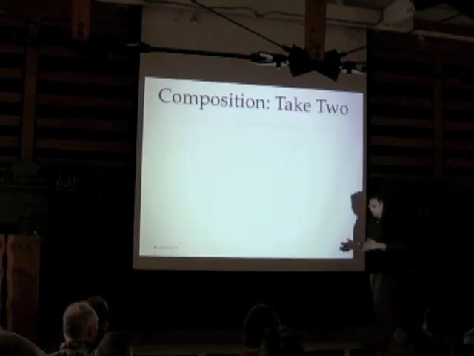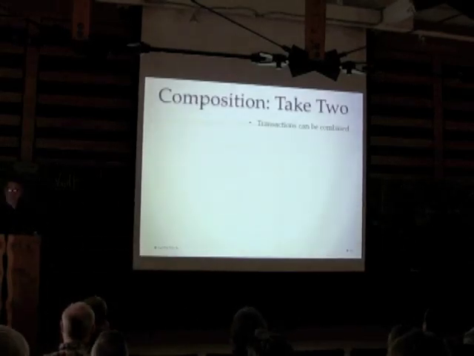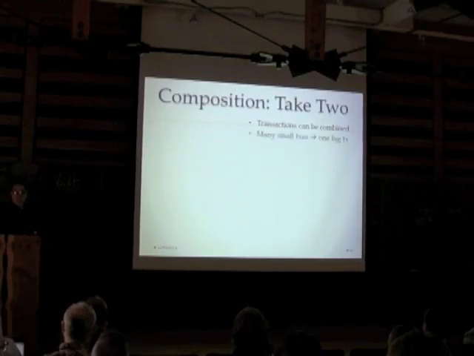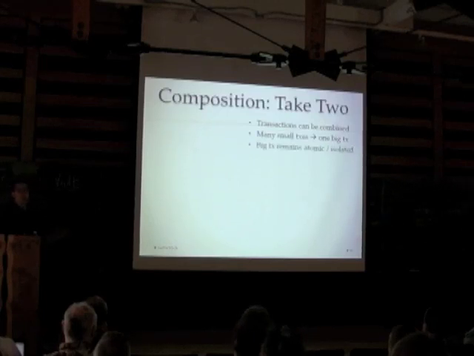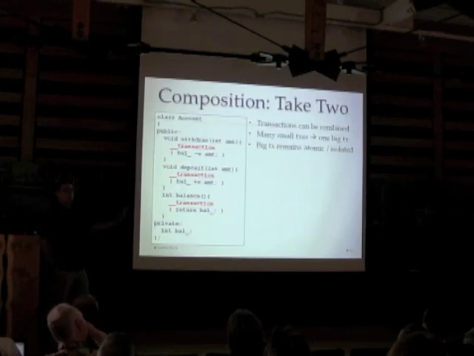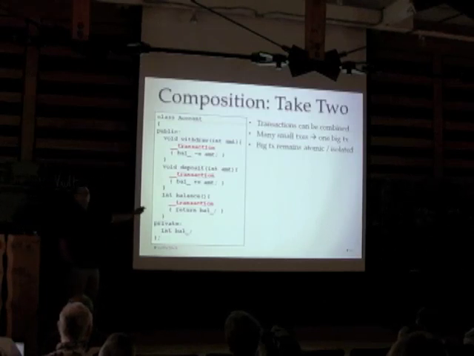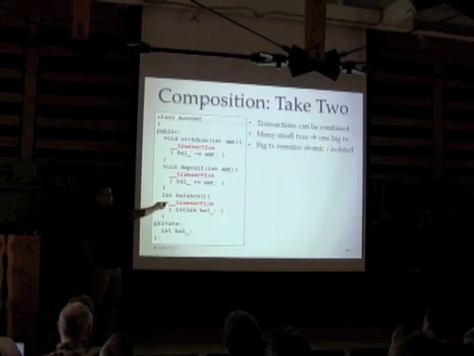So now, if we look at composition with transactions, I'm getting ahead of myself. Basically, transactions can be combined. You can take many small transactions and make them into a bigger transaction, and the big transaction remains isolated and atomic. To demonstrate this, we have our withdraw and deposit transactions and our balance. Notice I haven't changed the implementation details at all. I'm not cheating with transactions by exposing something that I didn't do with locks. It's basically the same thing. The transaction is still inside of the interface. It's not on the outside.